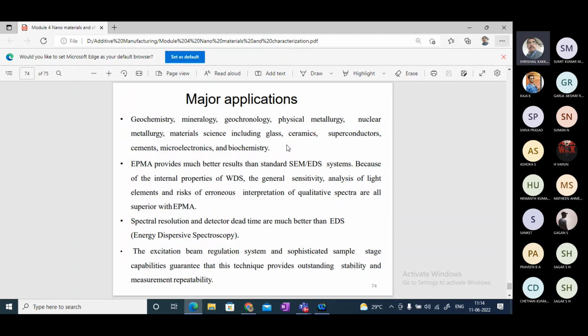Its major applications I'll be discussing, and after this we can have the discussion. Geochemistry, mineralogy, geochronology, physical metallurgy, nuclear metallurgy, and material science, including glasses, ceramics, semiconductors, cement, microelectronics, and biochemistry. In all these it has opened its widespread wing, even to find microorganisms. It is very sensitive, and the spectrum output gives enormous information about the inner qualities of the systems.